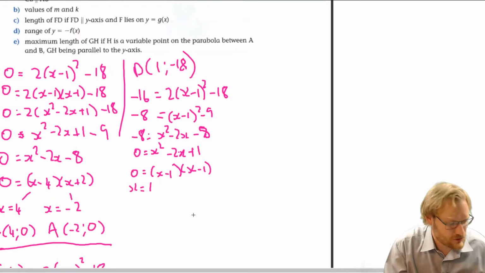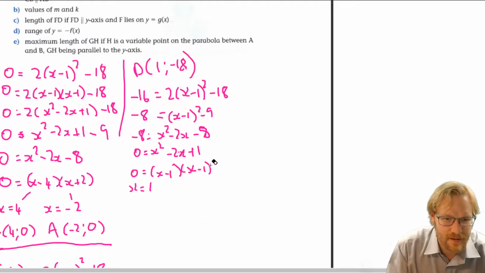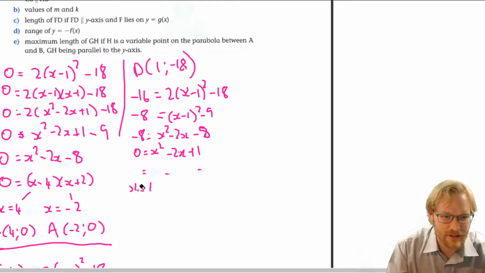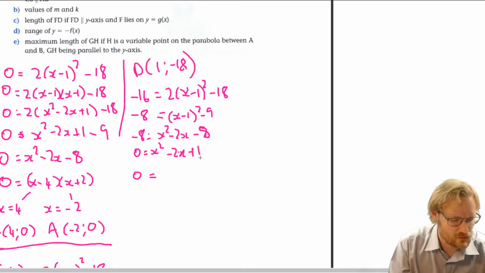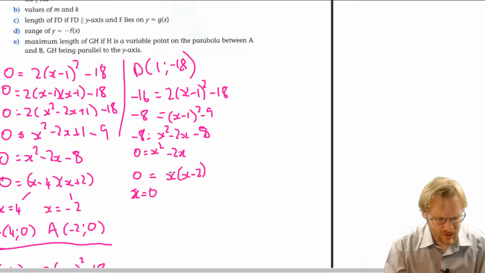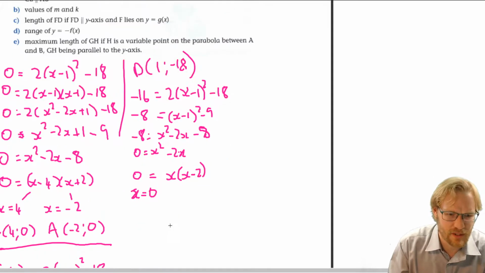So let's scrap everything from here. I was getting too distracted by the other exciting way of finding the answer. So we've got 0 equals, so −8, they cancel. x(x − 2) equals 0. That's what we're expecting one of our answers to be, because that's that one.